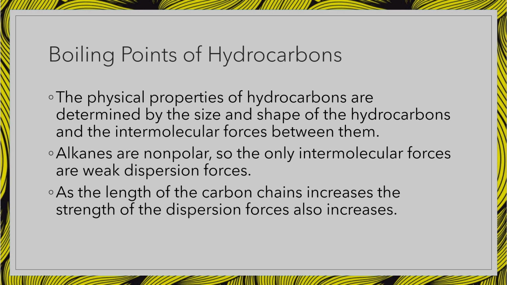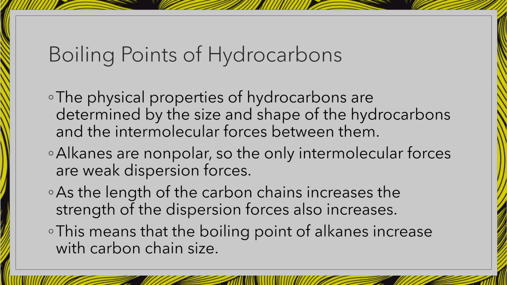Now, as the length of the carbon chain increases, the strength of the dispersion forces also increases. And this means the boiling point of the alkanes increases with the carbon chain size. It's why, for instance, butane is a gas, propane is a gas, pentane is a liquid with a low boiling point. Same with hexane. I mean, it's to the point with butane, you can stick it in a good freezer and it should actually turn into a liquid.